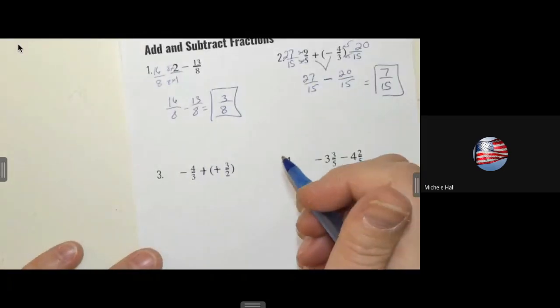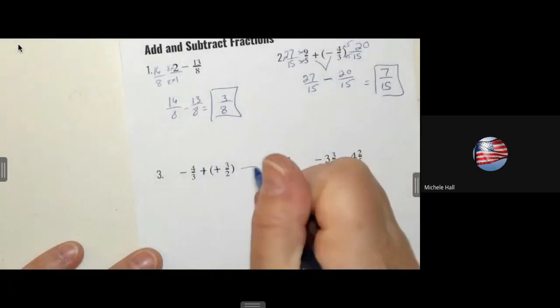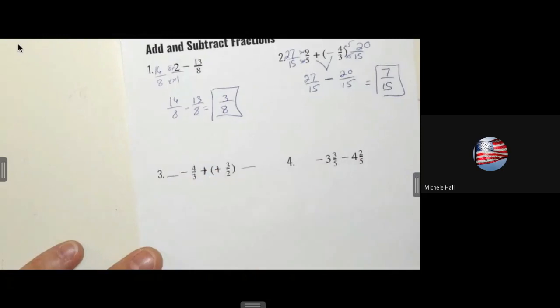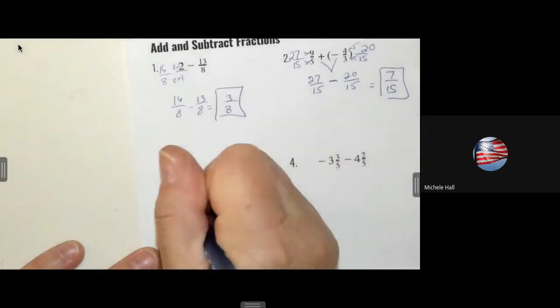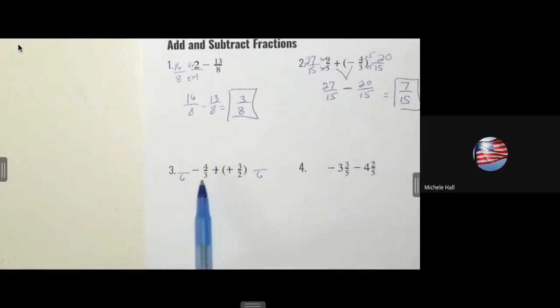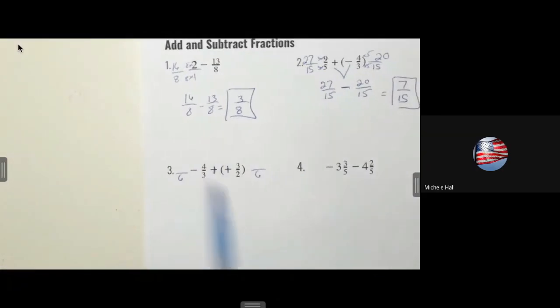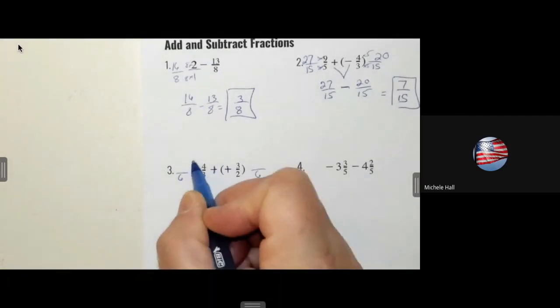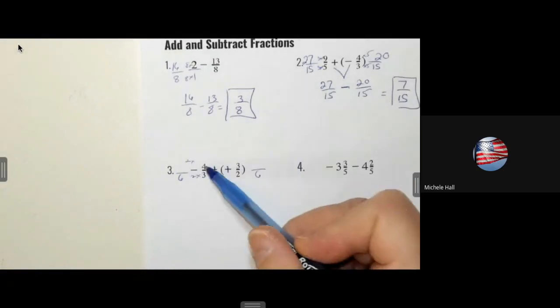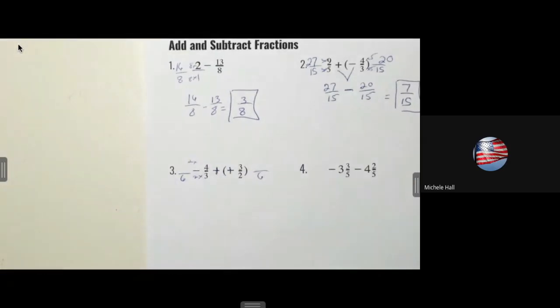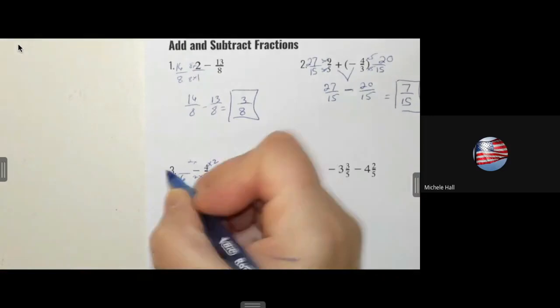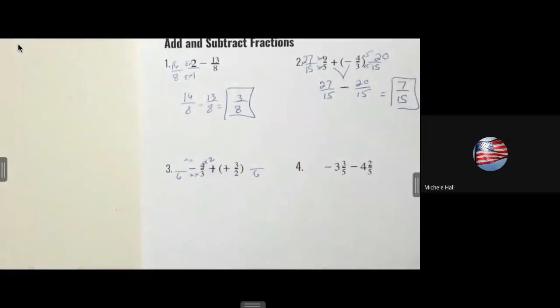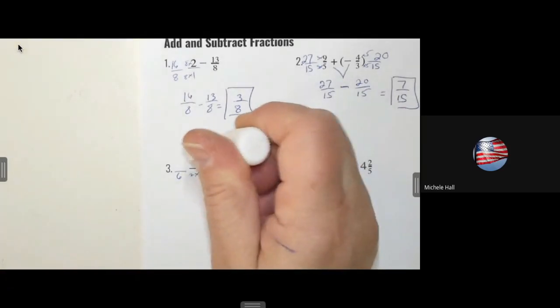So, what is the common denominator for 3 and 2? 6. Watch out for this negative that's in front of that 4. It belongs with the 4. 3 times what was 6? 2. So negative 4 times 2. What's negative 4 times 2? I should put it on this side. It would be negative 4 times 2. You've got to keep that negative with it.